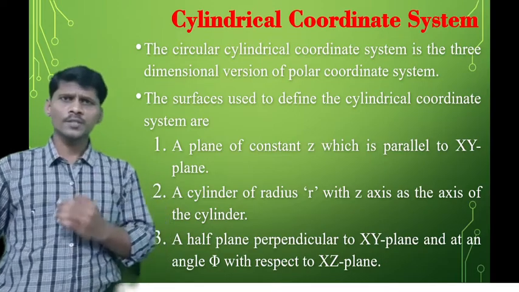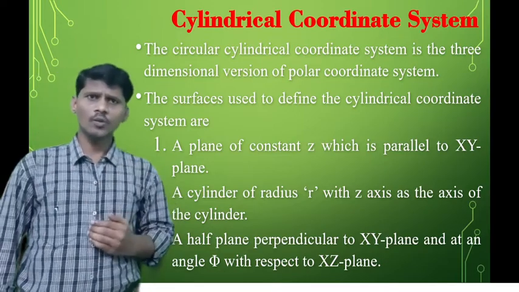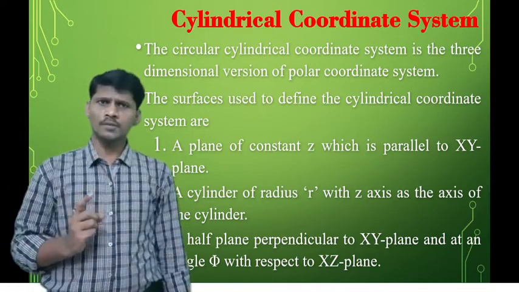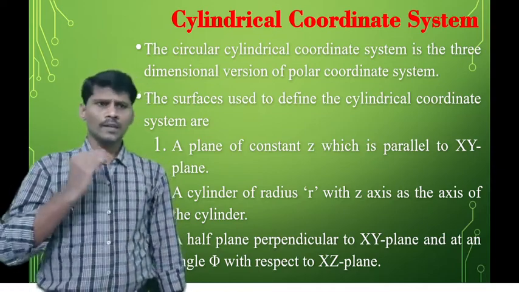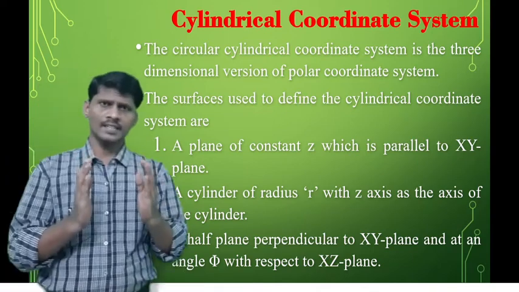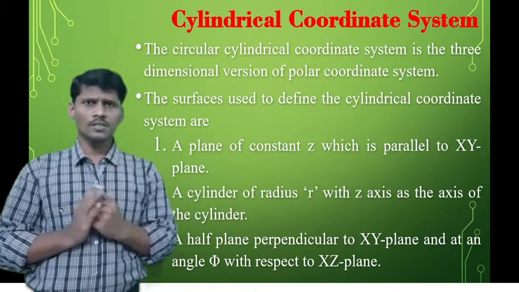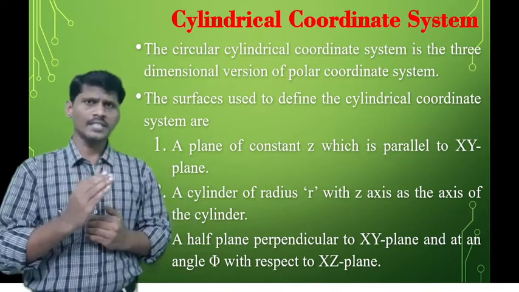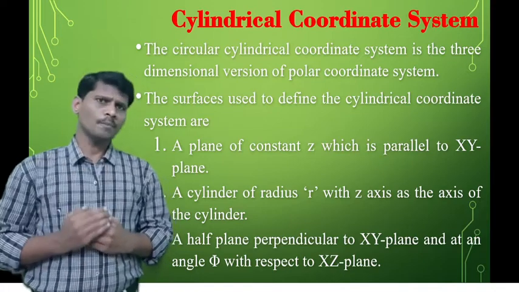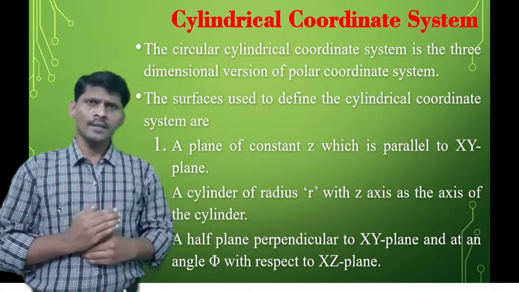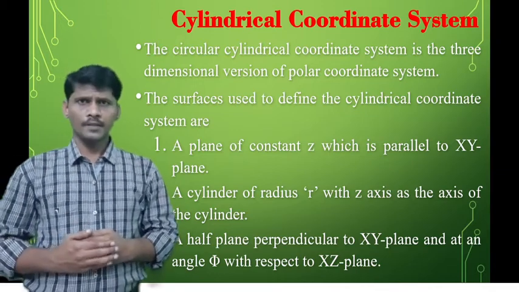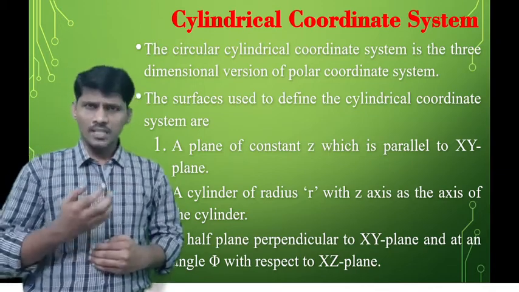What are the surfaces used to define cylindrical coordinate system? First one is a plane of constant z, which is parallel to xy plane. Second one is to consider the cylinder, and r is the radius of the cylinder with z axis as the axis of the cylinder. And third one is a half plane perpendicular to xy plane and at an angle phi with respect to xz plane. The angle phi is called the azimuthal angle.